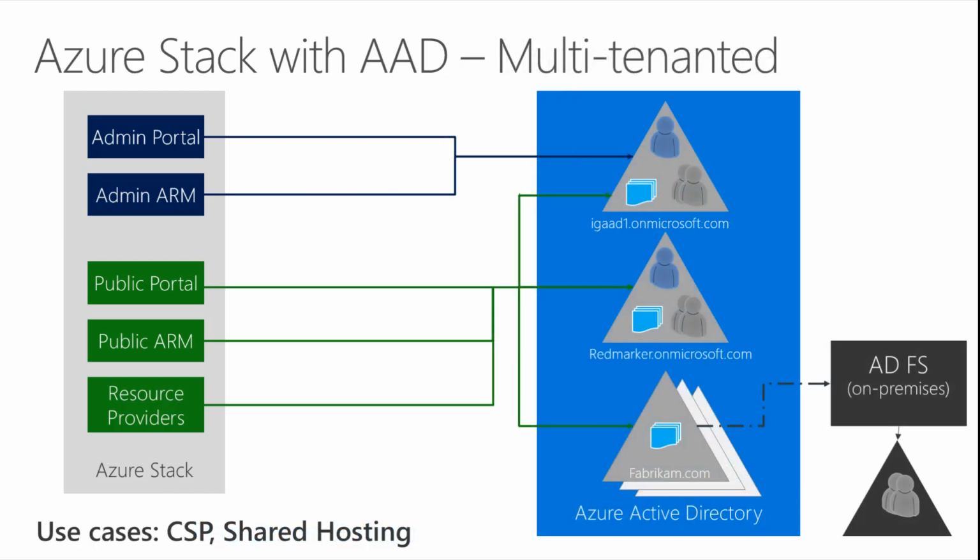This is what the same scenario would look like, but in a multi-tenanted scenario. Azure Stack as an application can be connected to allow users from different directories to sign in and use it. This is a common scenario with CSPs, or cloud solution providers, where they're providing services to other organizations outside of themselves. This has all been architected in a way that the admin portal and Azure Resource Provider are tied to one tenant as an example.